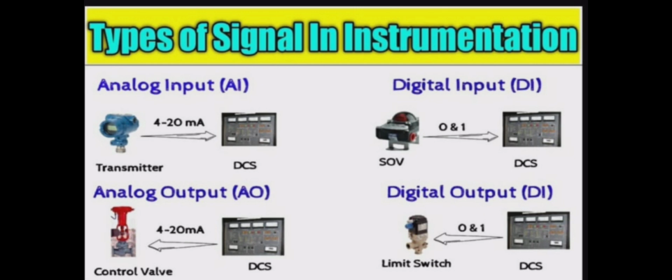I hope this session is helpful for you and you can easily differentiate the analog and digital signals as per their requirement and their respective parameters. I have also covered examples of the different signals like DI, AI, DO and AO.